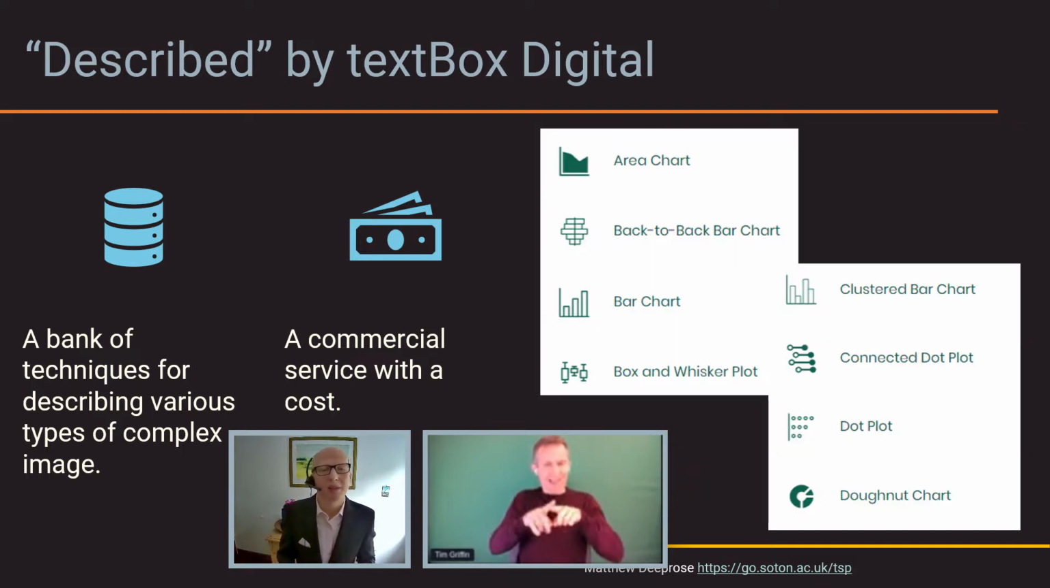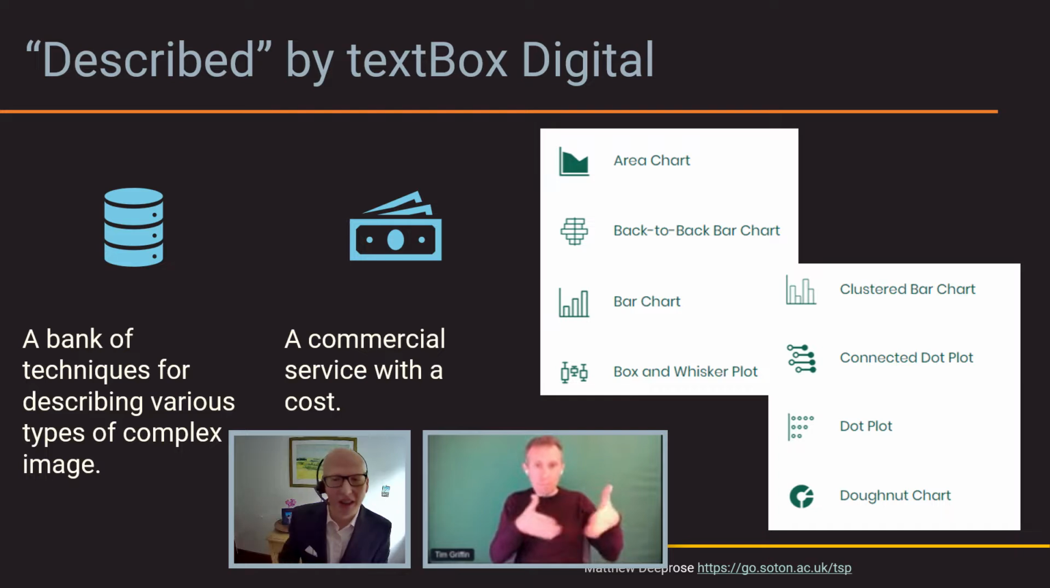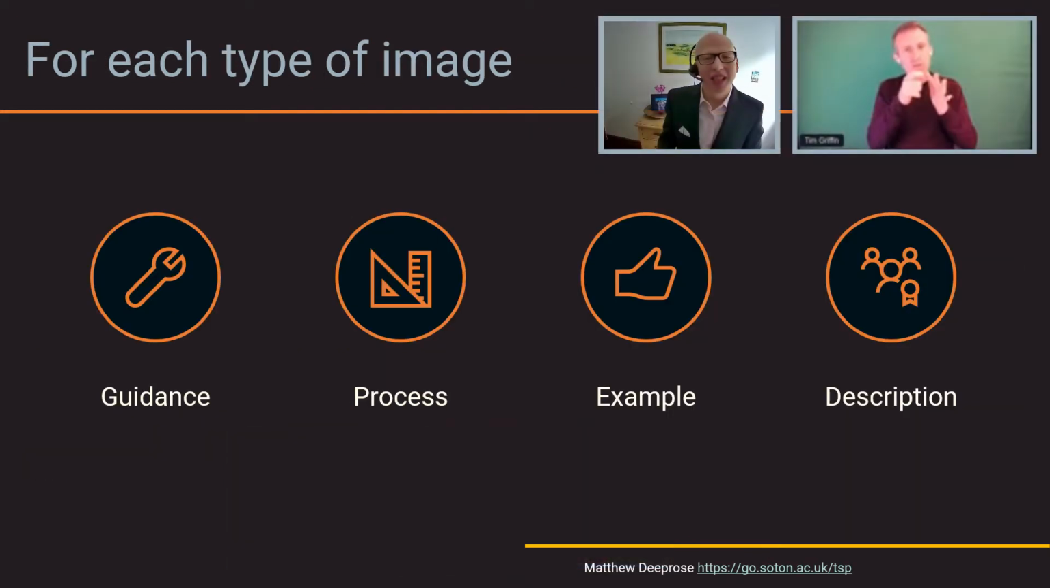I'm now sharing a list of examples from the graph section. This includes area charts, box and whisker plots, and dot plots. When you select an image type, Described provides an overall set of guidance, a step-by-step process, and a worked example with a final complete description. And once you have that process that you can then follow, it really helps you to unlock what once might have been a mystery, and it can help to make it seem simple.